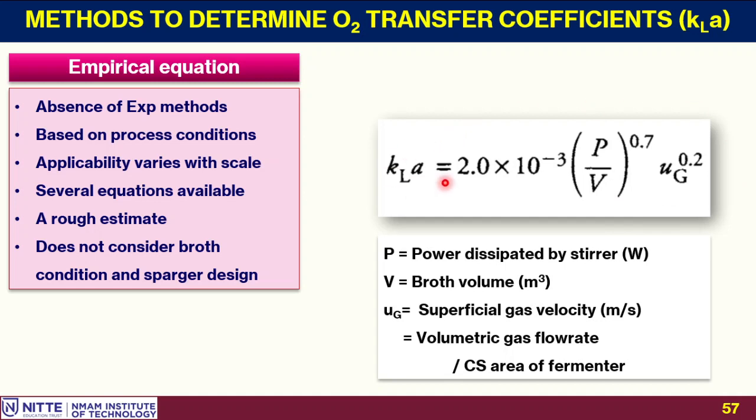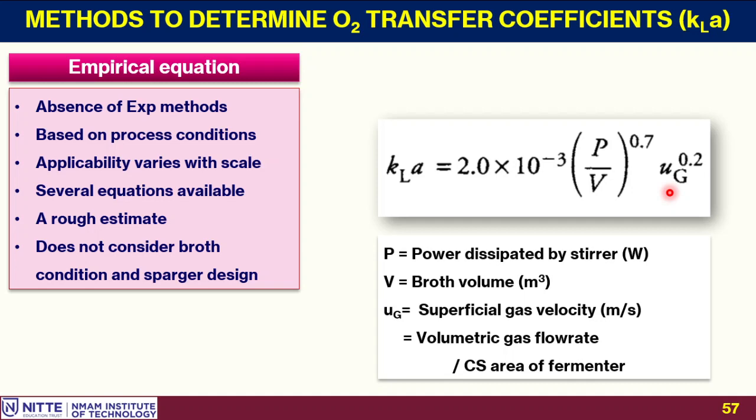These are called empirical equations. They give you a rough estimate when experimental methods are not available, but they are not very reliable because the situation may change, like non-Newtonian fluids, sparger designs, or bubble size. Nothing of this is considered in this equation. So when you change those, the value may still remain the same because P by V or U has not changed. That way it is not that reliable.